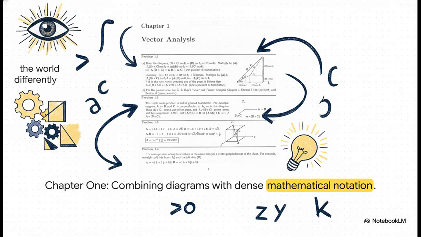Let's jump back to the very beginning. Chapter 1. This is where the textbook throws out its first challenges. And you can see right away how the language works. You've got these diagrams and this dense mathematical notation. The pictures give you a little hint, a place to start. But the symbols, oh, they're asking for something way more. They demand a rigorous, logical proof.